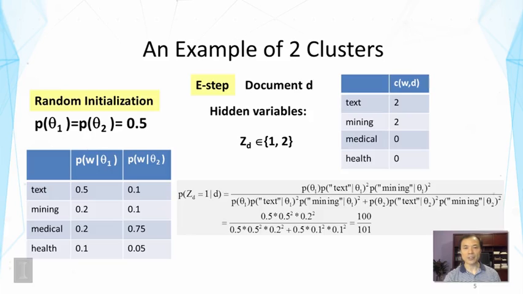So the denominator is just the sum of 2 possibilities of generating this document, and you can plug in the numerical values to verify that indeed in this case the document is more likely to be generated from theta 1, much more likely than from theta 2. So once we have this probability, we can easily compute the probability of z equals 2 given this document. How? Well, we can use the constraint, right? So that's going to be 1 minus 100 over 101.